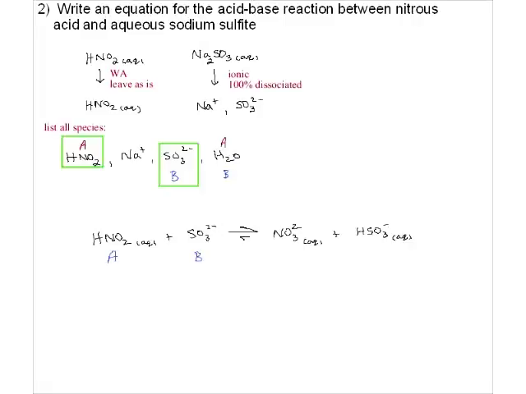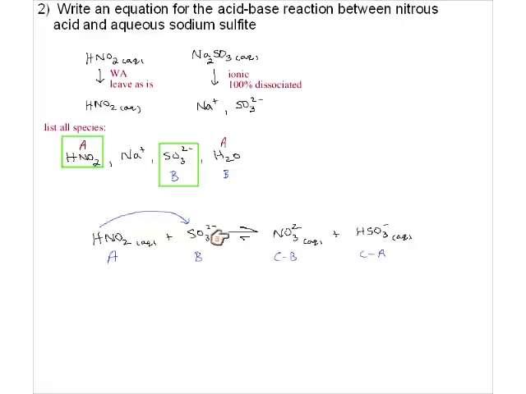SO3 2- is acting as the base, so we get the transfer that way. This one now is going to be my conjugate base, and this one's going to be my conjugate acid. The nitrates go together. There we go. Now we have to determine the stoichiometry here.